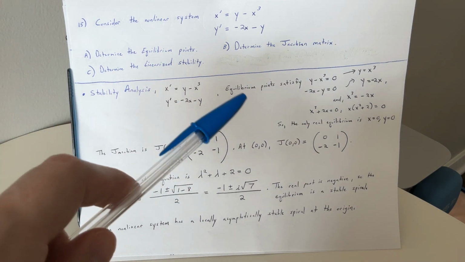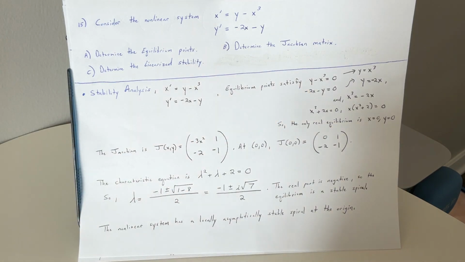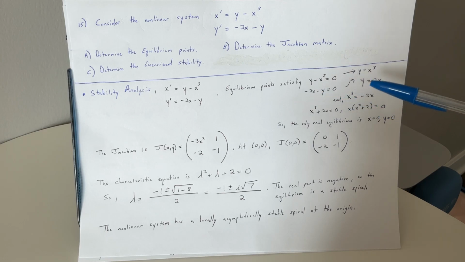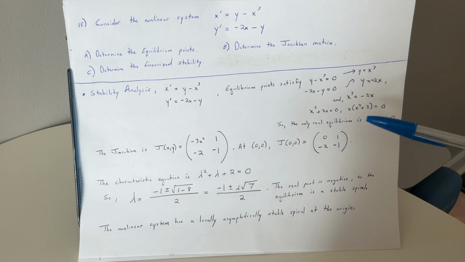Performing the algebra, the equilibrium points are going to satisfy the following. y minus x cubed equals 0, so y equals x cubed. Negative 2x minus y equals 0, so y equals negative 2x. x cubed set equal to negative 2x gives x cubed plus 2x equals 0, x times the quantity x squared plus 2 equals 0. So the only real equilibrium, solving for x, comes out to x equals 0, and then y equals 0.